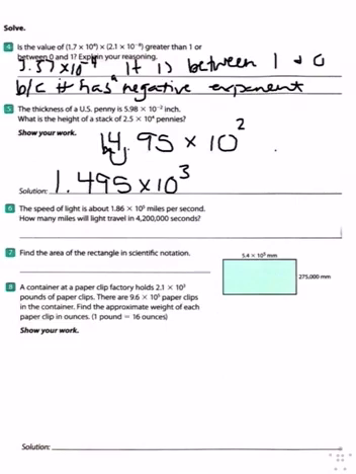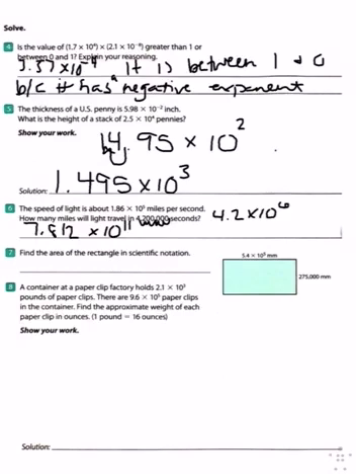Number 6, the speed of light is about 1.86 times 10 to the 5th miles per second. How many miles will light travel in 4,200,000 seconds? So I'm going to put this in scientific notation. 1, 2, 3, 4, 5, 6. I get 4.2 times 10 to the 6th. Now I can multiply. 1.86 times 4.2, and I get 7.812. I'm multiplying, so I add the exponents. 5 plus 6 is 11.